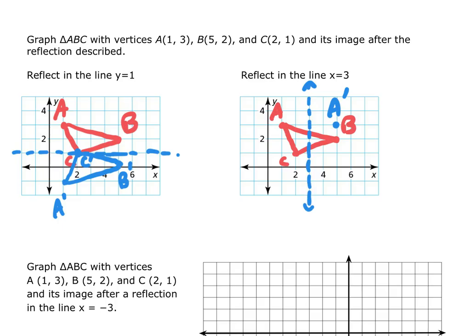Okay, then let's go to B. How far is B away from that line? 3. Okay, 1, 2 to the right. So from that line, I'm going to go to the opposite direction. 2 to the left. And we'd call that B prime. Prime's always the new one. And then C is 1 to the left. So we're going to move it 1 to the right. And we call that C prime.